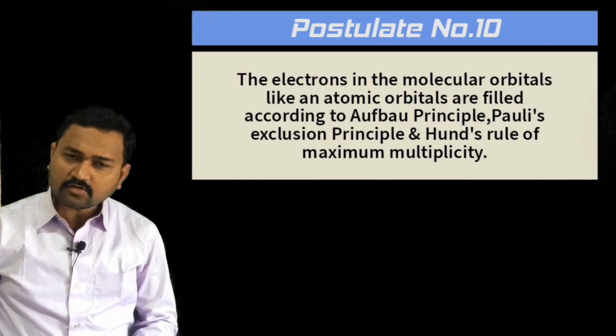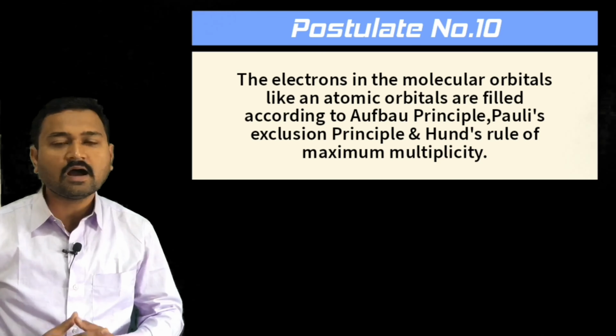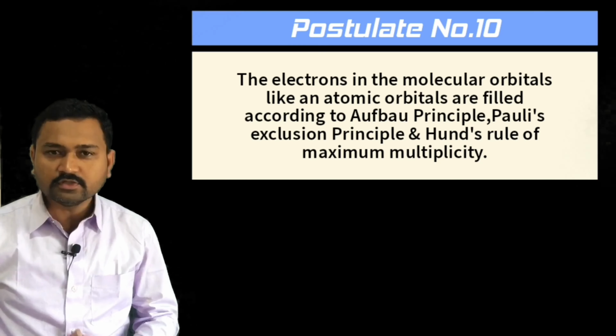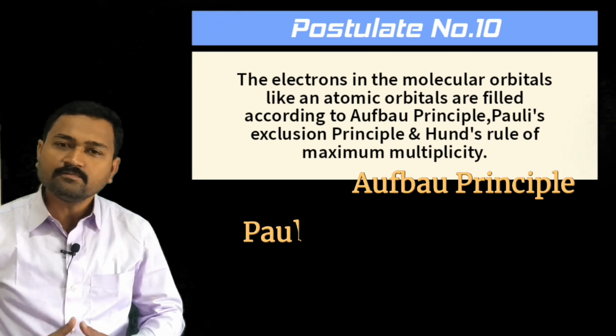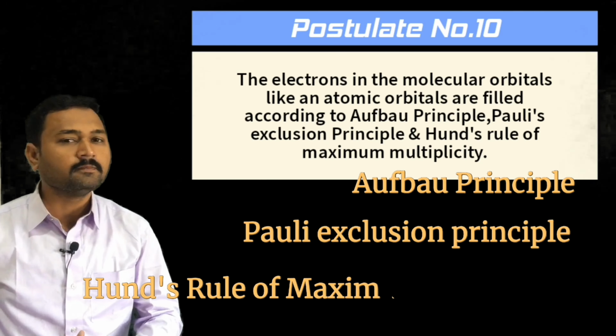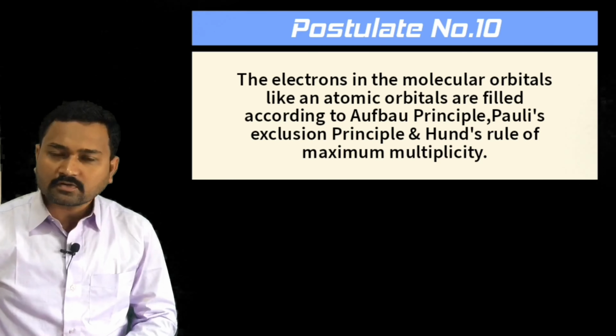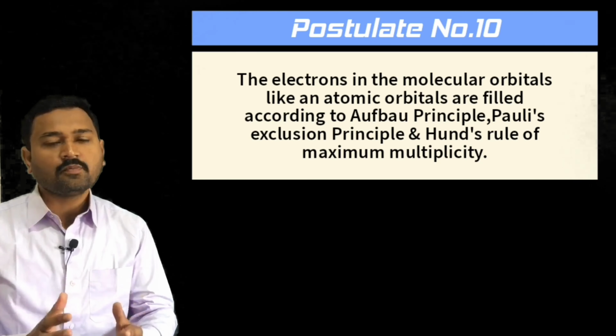Let us know about the 10th postulate. The electrons in the molecular orbitals, like in atomic orbitals, are filled according to the Aufbau principle, then Pauli's exclusion principle and Hund's rule of maximum multiplicity. So, these are the 10 important postulates, or important points, of molecular orbital theory.